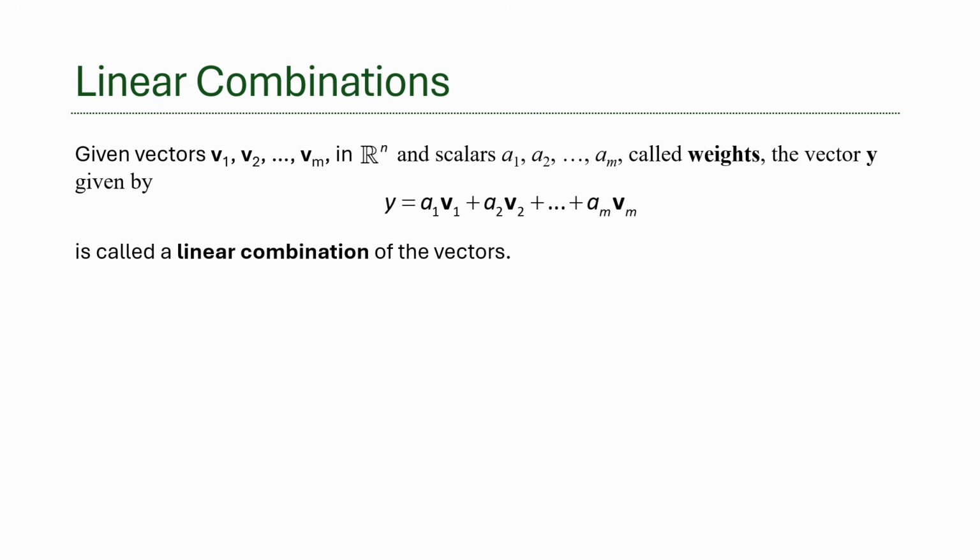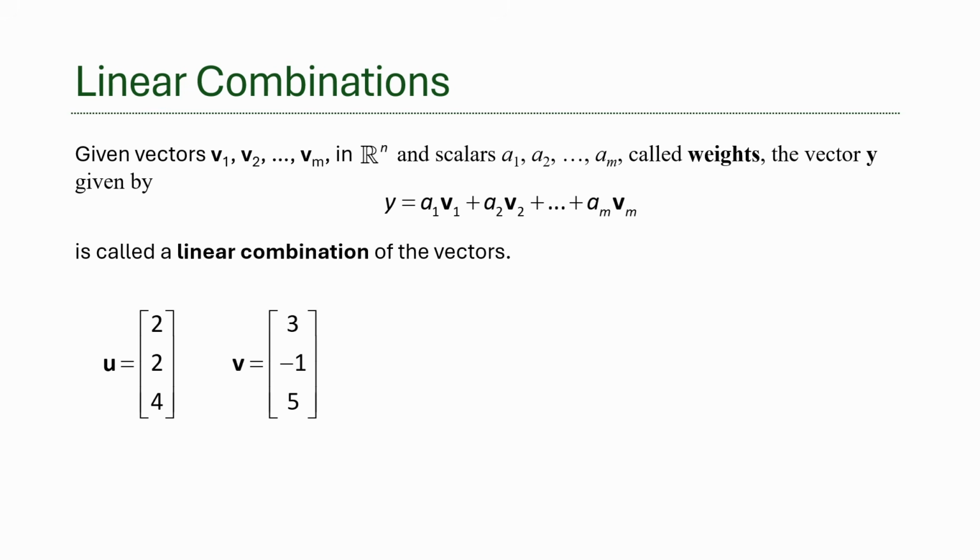To make a linear combination, we're going to start with a set of vectors and a corresponding set of scalars called the weights. Remember, a scalar is just a regular individual number. The vector that we get by taking each of the original vectors, multiplying it by its corresponding weight, and adding those vectors together is what we call a linear combination of the original set. Okay, so let's look at a concrete example.